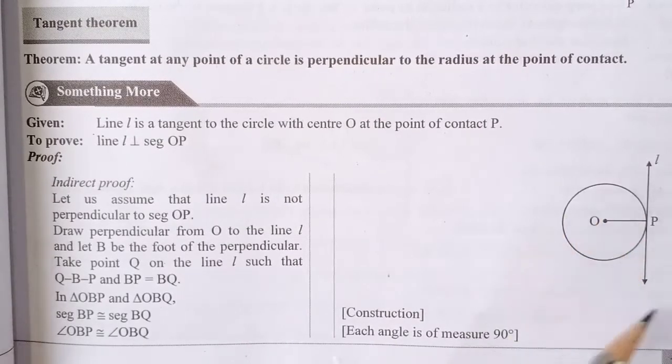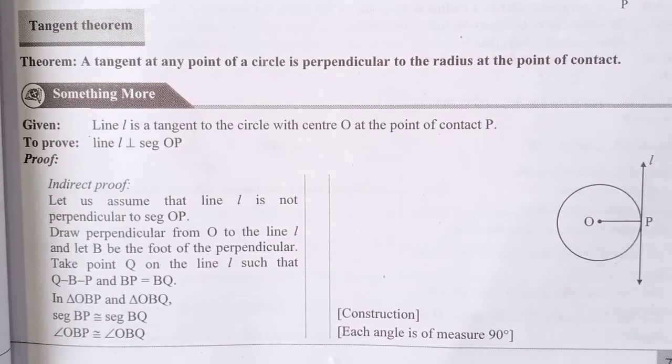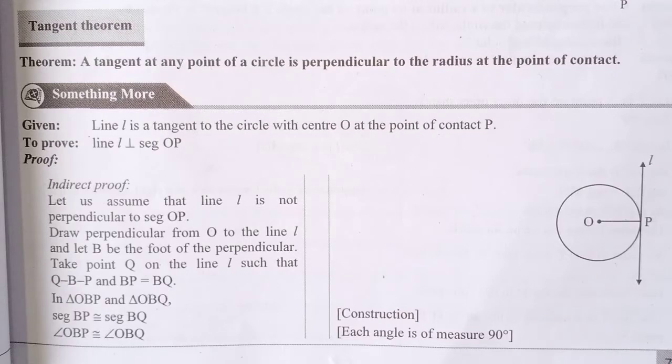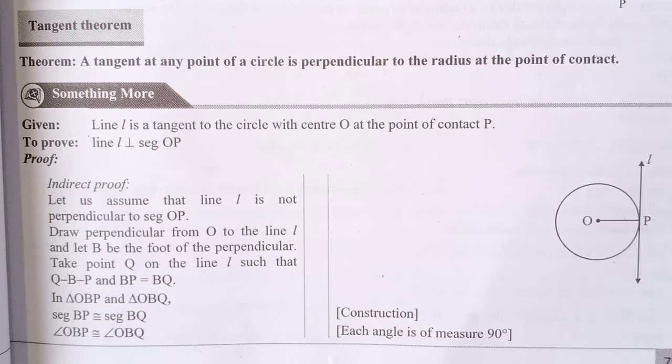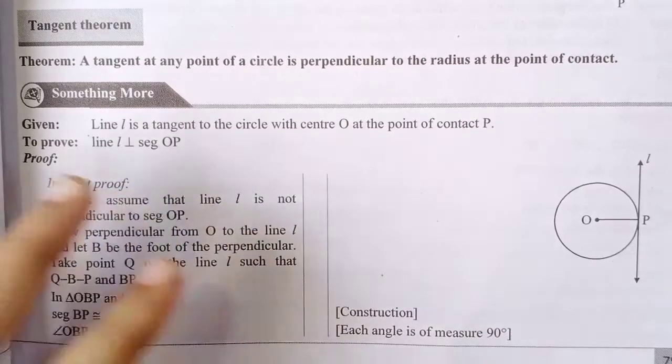So this is the figure, and in this proof we are using the indirect approach. You have already studied indirect and direct in 9th class. Indirect means we have to assume that the given line is not perpendicular to the segment, and on that basis you have to write the further statements. Eventually you will find the contradiction, so that the given part is true, that you can write. So we'll see the proof.